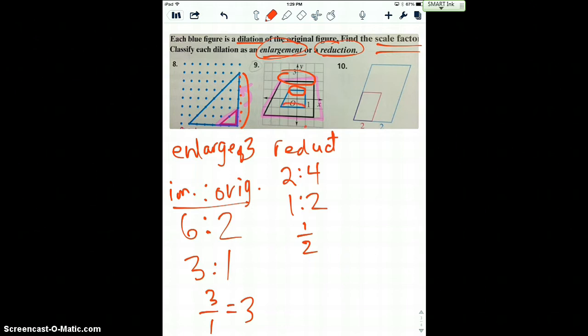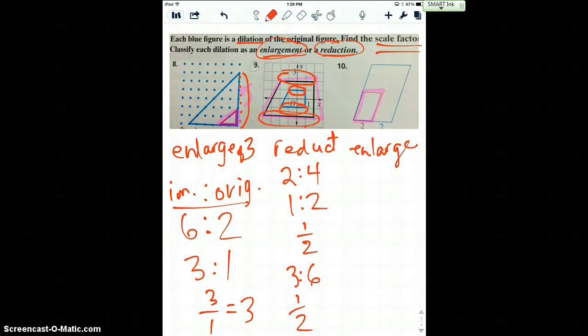And if you actually were to use this side and compare it to the original, it would be the same, 3 to 6, which is the same thing, 1/2, or 1 to 2. Number 10, blue figure, dilation of the original. Here's my original. Okay, if my original's there, what happened, enlargement or reduction? Enlargement, got bigger.